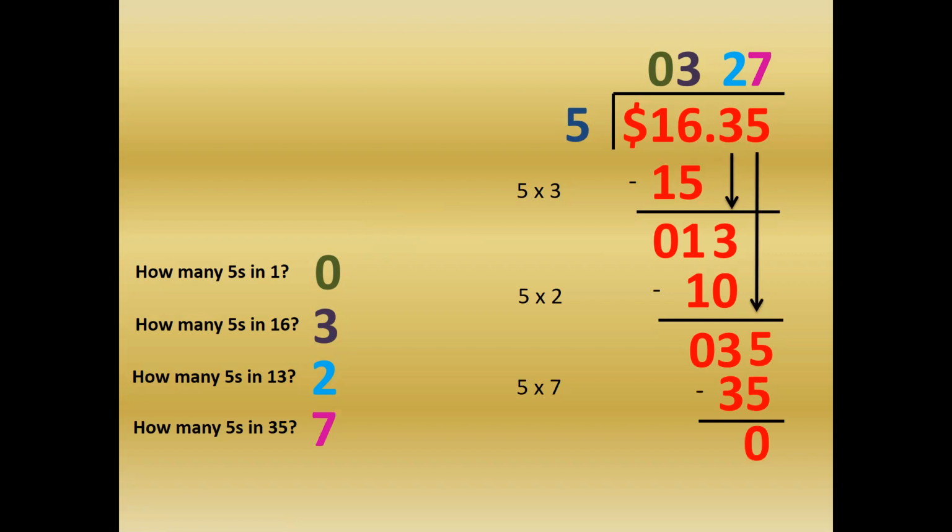And we have to make sure we put our dollar sign in front of the answer. And we have to make sure we put our decimal point directly above where it is right now into our answers. We have 2 decimal points. We have 2 numbers behind the decimal point and 2 numbers in front of it. So $16.35 divided by 5 is equal to $3.27. All right, let's try one last one together.